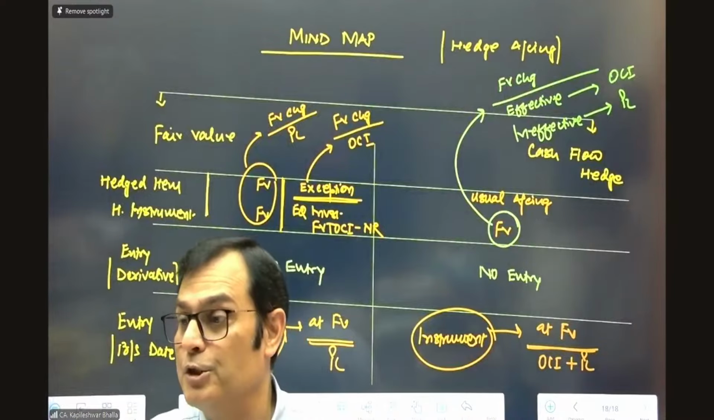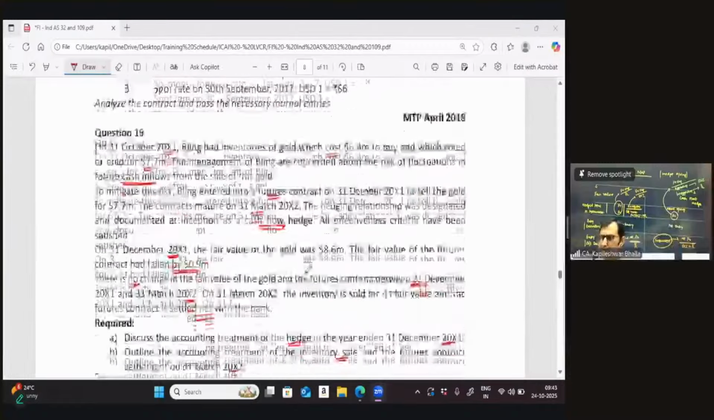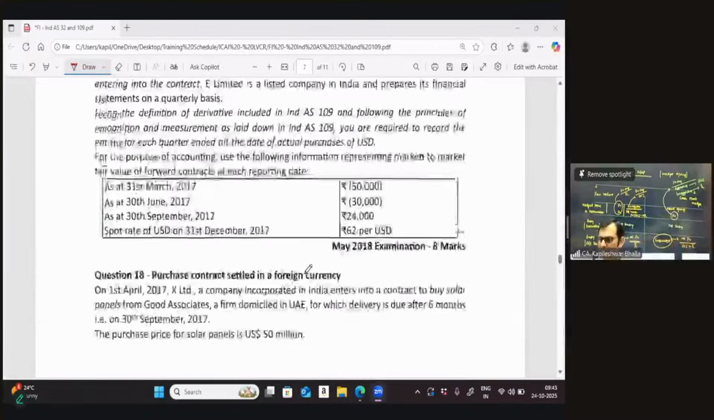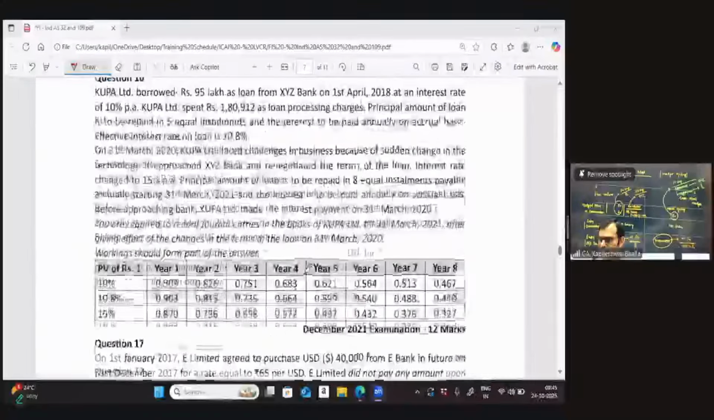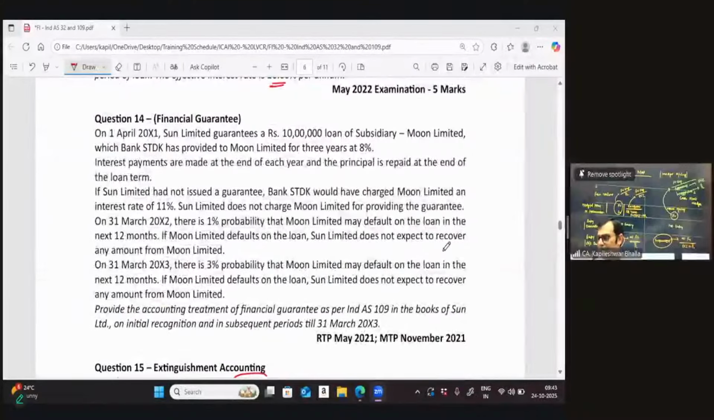So let me share the question with you. Let's go back a little. The 20th question, again, I put on hedging itself. So let's come back to question number 14. That is a question which came twice, one in RTP in May 2021, and one in the MTP, and that was in 21 again.